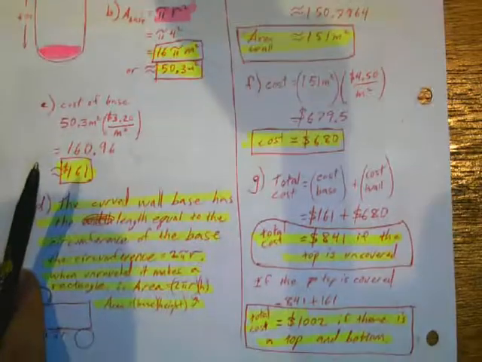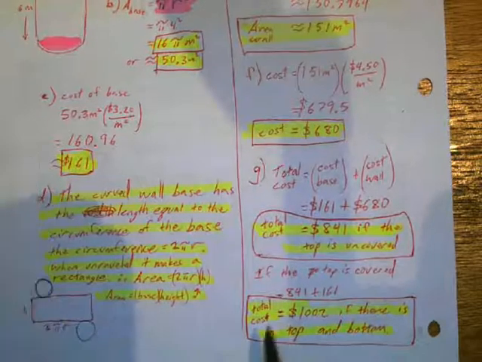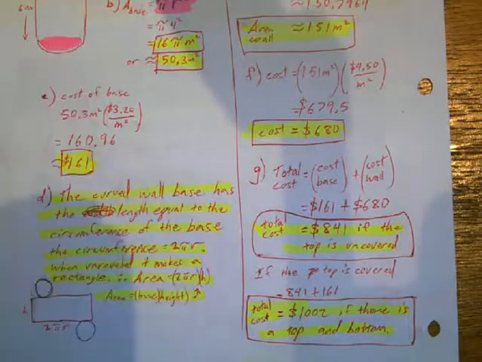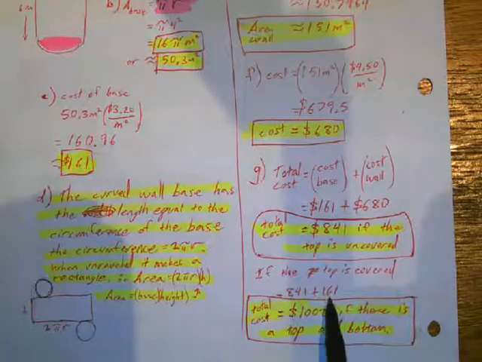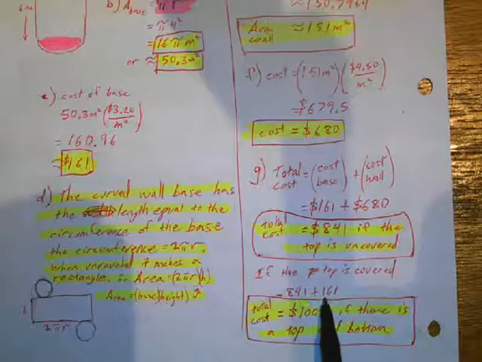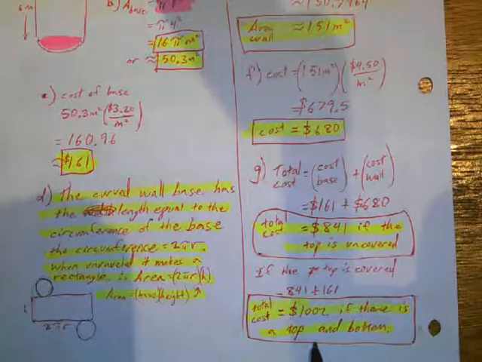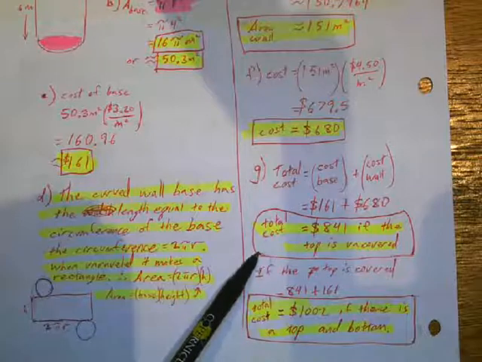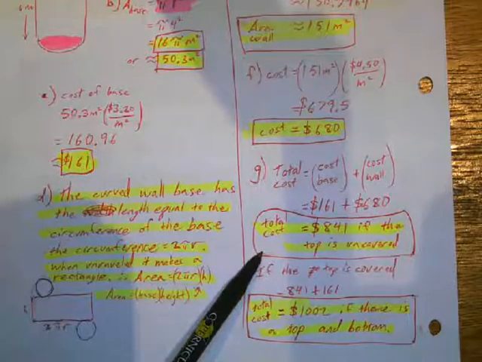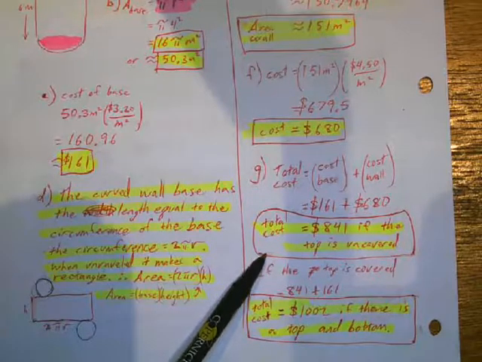If our cylinder does have a top and a bottom, we add an additional $161, because that is the area of having a top and a bottom. So this is the cost if there is a top and a bottom of our cylindrical tank, and this is the cost if our cylinder tank only has a bottom and it's open to the air.